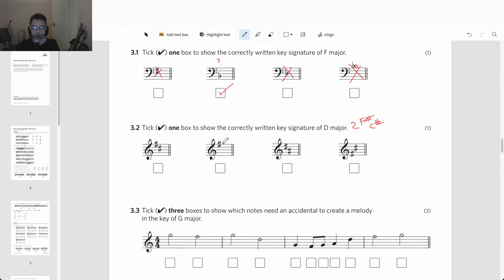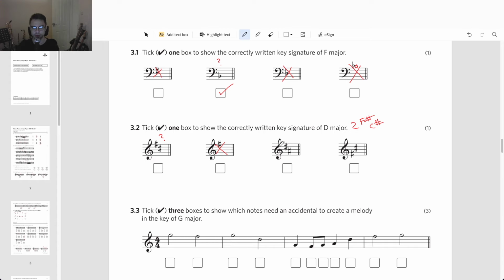2 sharps. It's not this one. That's only got 1 sharp in it. The rest have 2 sharps in them. So what's this? Treble clef. Top line is F, so that's an F sharp. This space here is C. That's a C sharp. So that fills our criteria for D major, so it could be that one. And it is that one.